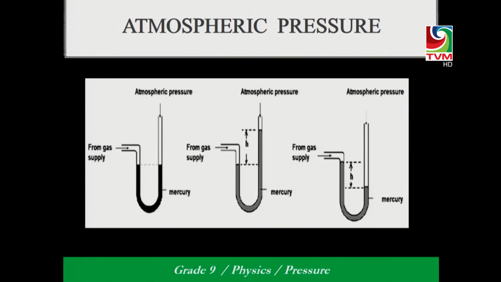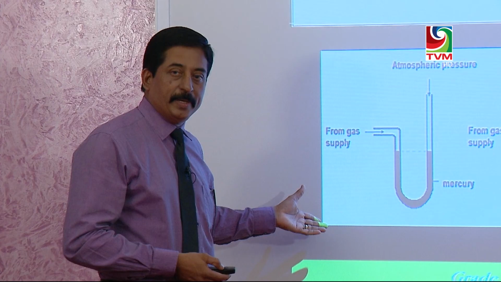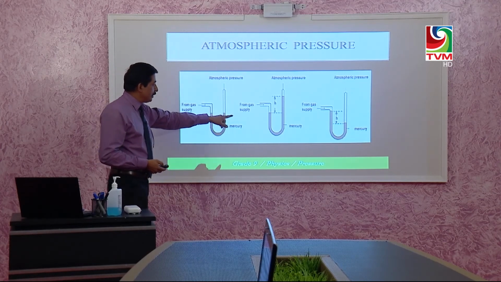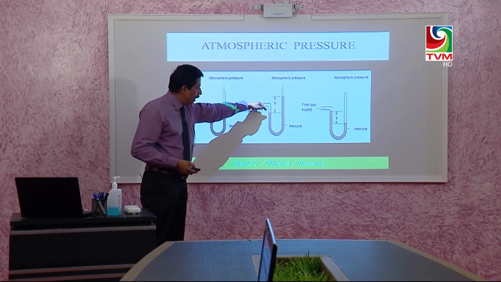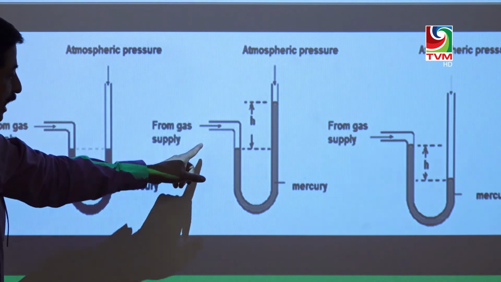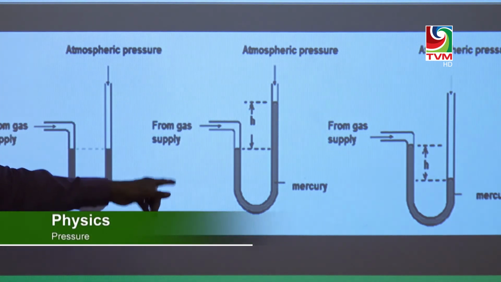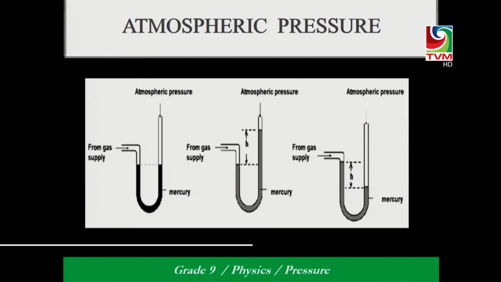In the first diagram, look at this, both levels are equal. That means atmospheric pressure is equal to the gas pressure. Second diagram, look at this. This gas side goes down. So, gas pressure is greater than the atmospheric pressure, so gas pressure equals atmospheric pressure plus the height. The third diagram, this side is down. So, gas pressure is less than the atmospheric pressure. In order to find the gas pressure, we need to subtract the difference in height.